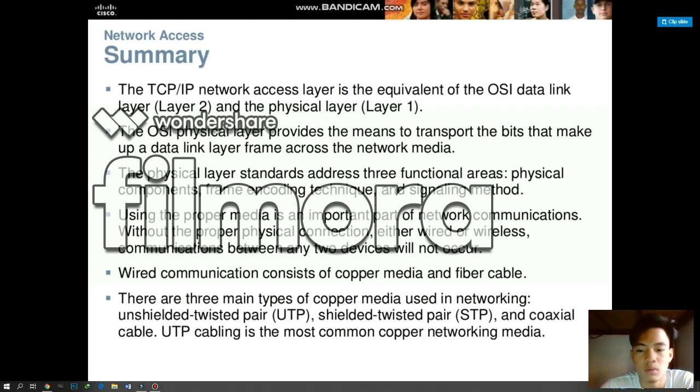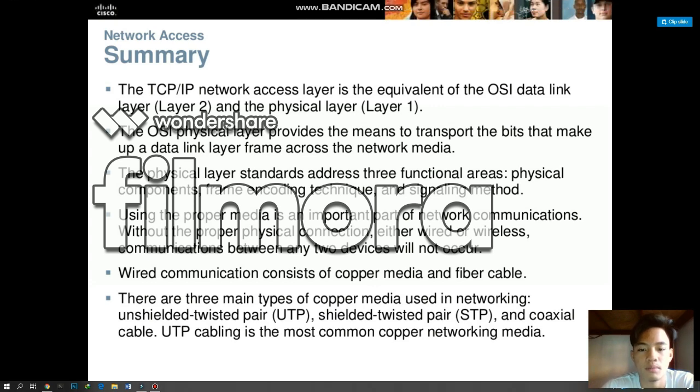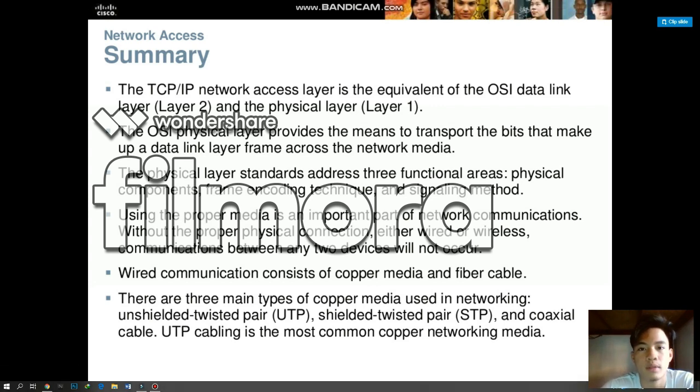We also have the wireless media, which is also a network media. It is wireless communication. You don't have to use wire like that of copper media and fiber cable.